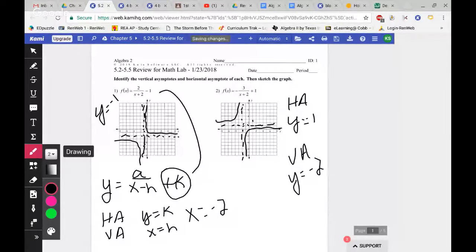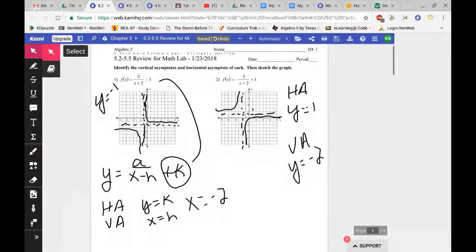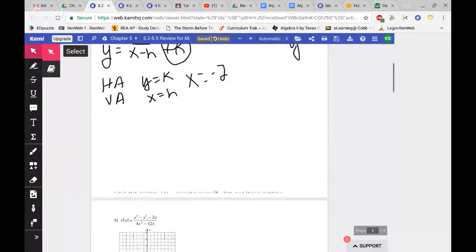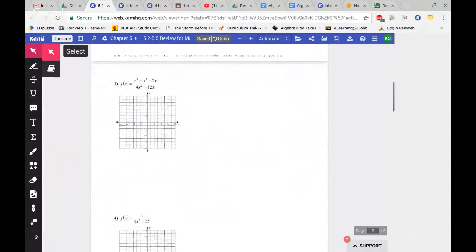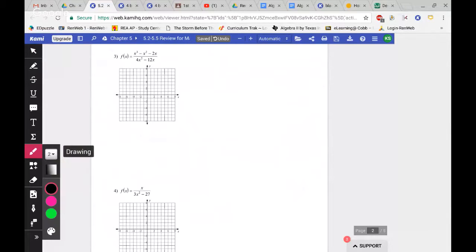Okay. Any questions so far? Everybody feel pretty good about the simple ones? All right. Now, on the more complicated ones, this is 5.3.